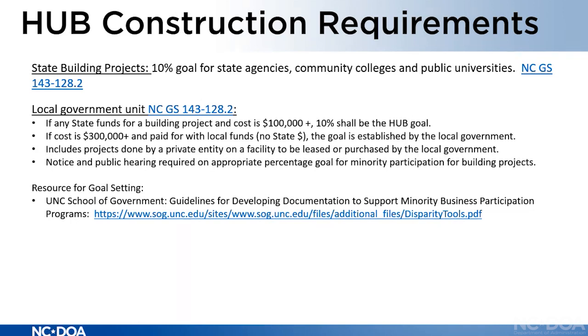If the cost is 300,000 plus and paid for with local funds, no state money, the goal is established by the local government. This includes projects done by a private entity on a facility to be leased or purchased by the local government. Notice and public hearing required on appropriate percentage goal for the minority participation for public projects. So all of this wording can be found in that 143-128.2. The UNC School of Government has established a great resource on goal setting, and the guide can be found at this link here. Once again, you can click the link if you have received the actual slide deck.